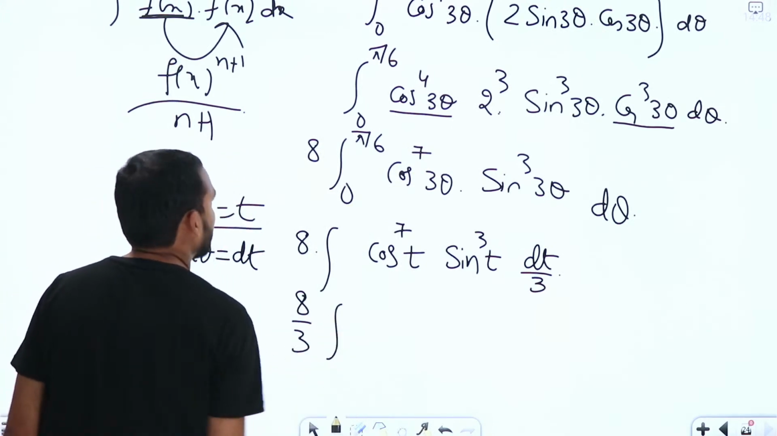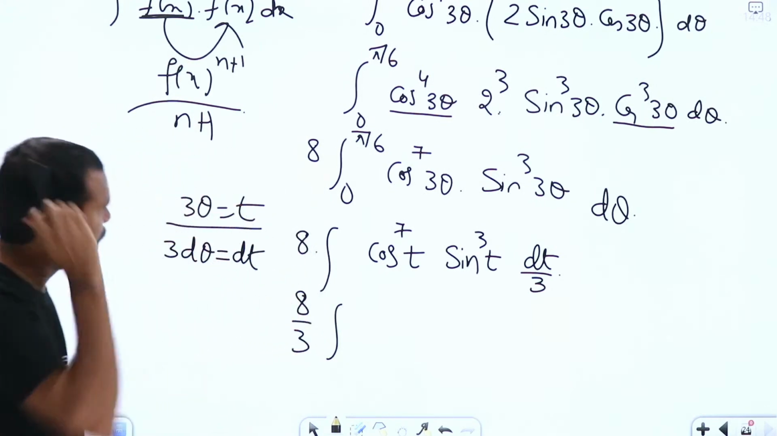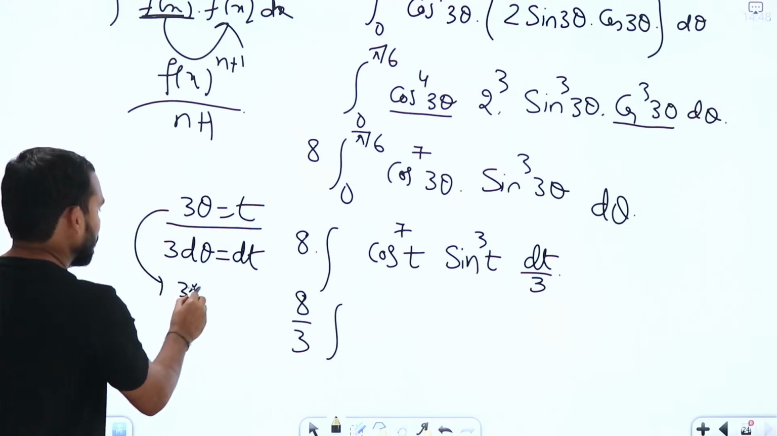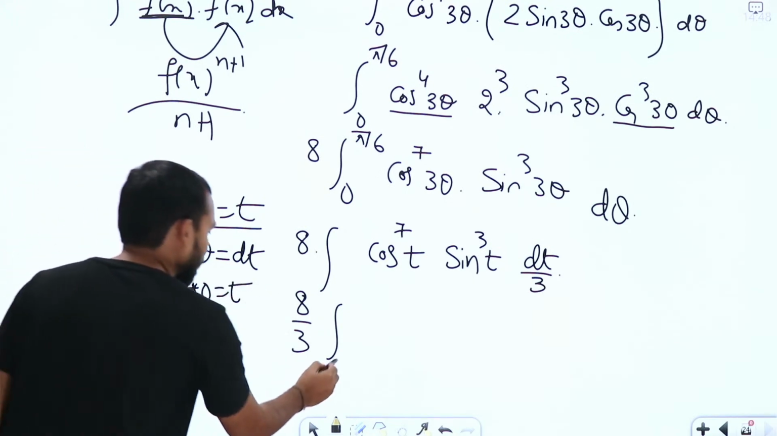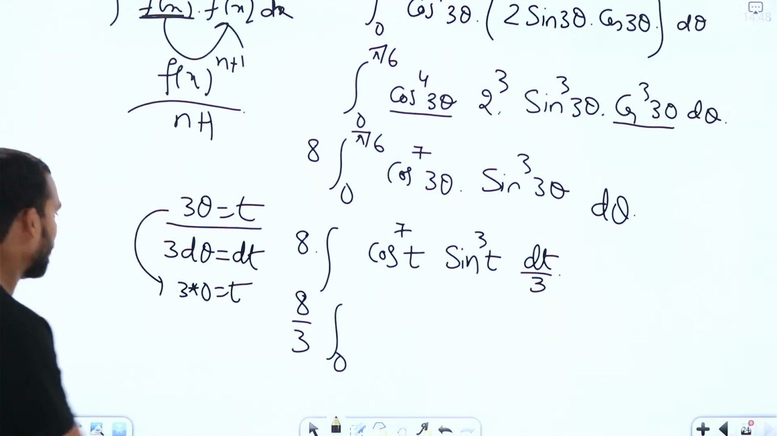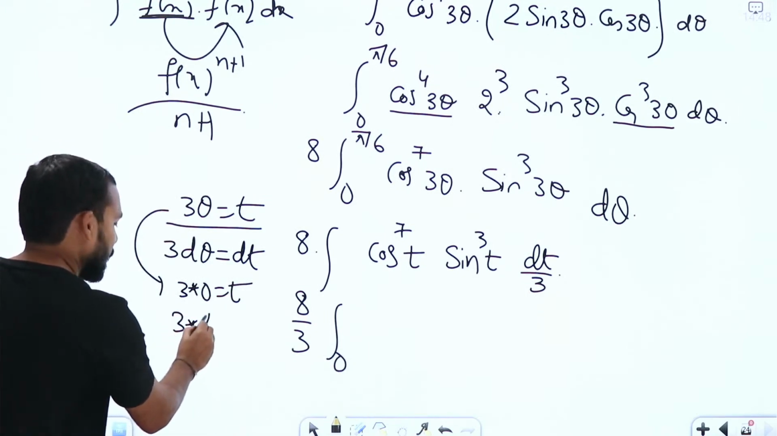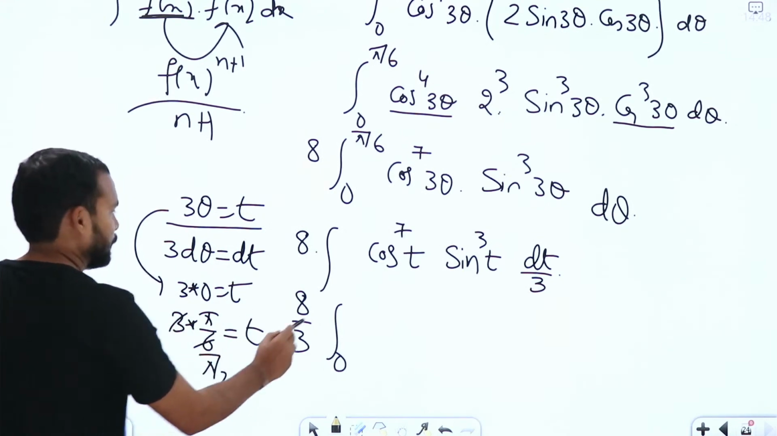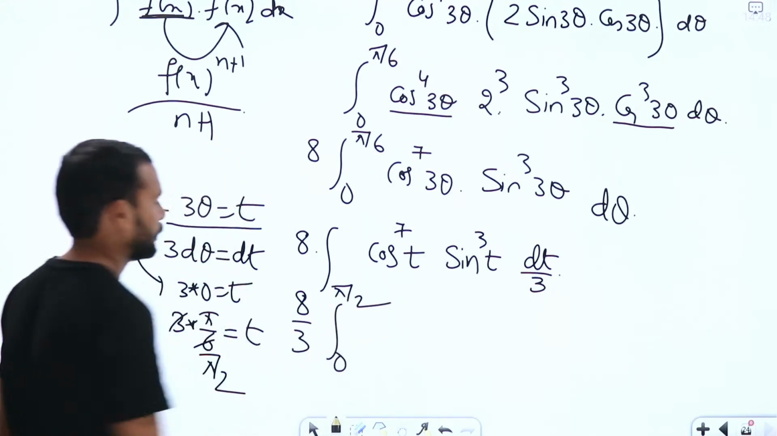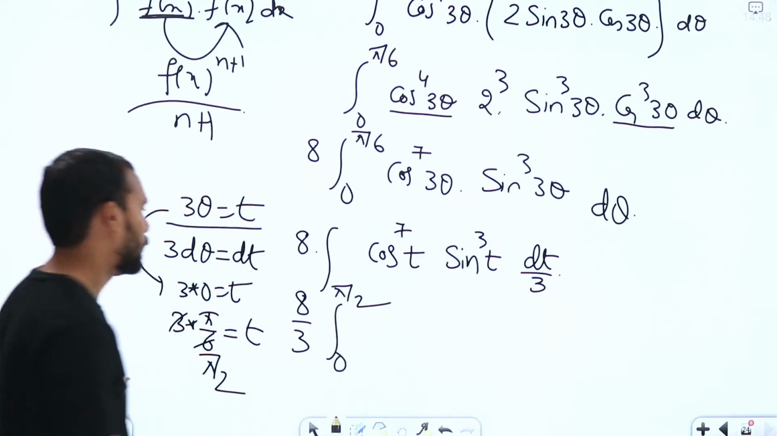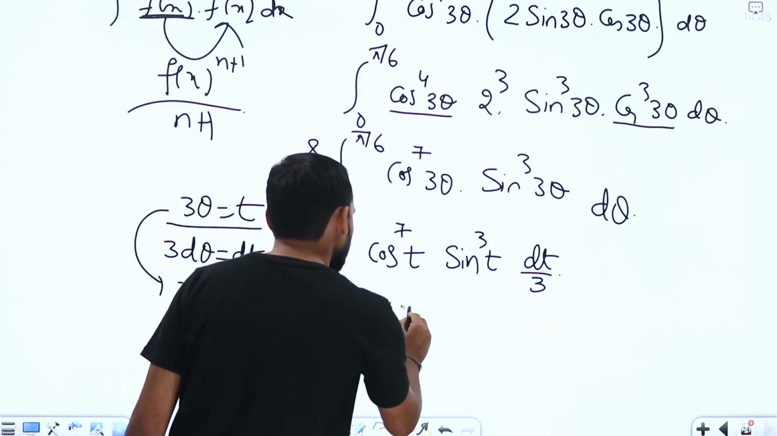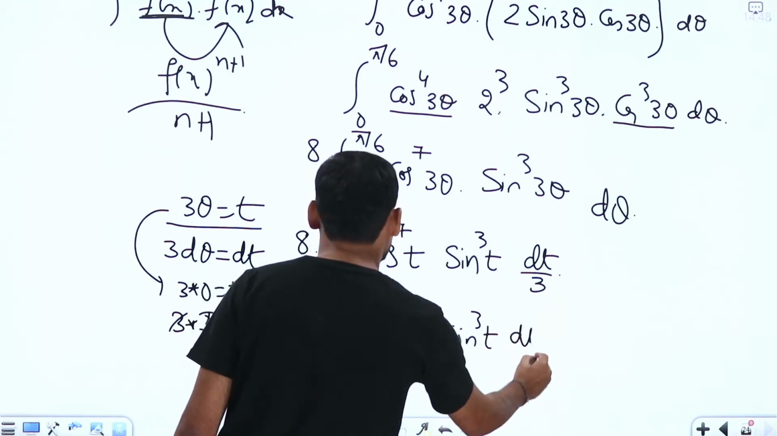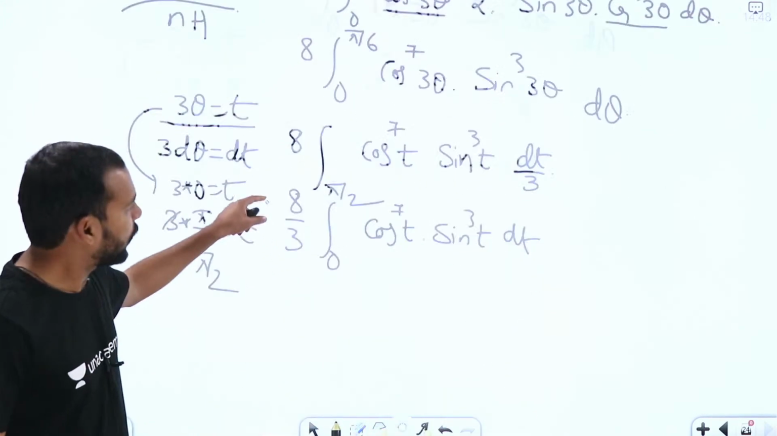So what about the limits here? In case of theta, if I take 0, first of all 3 into 0 is going to be 0. Coming to the upper limit, this is going to become 3 into pi by 6, which is nothing but pi by 2. So 8 by 3 into the integral from 0 to pi by 2 of cos power 7 t into sine cube t dt.